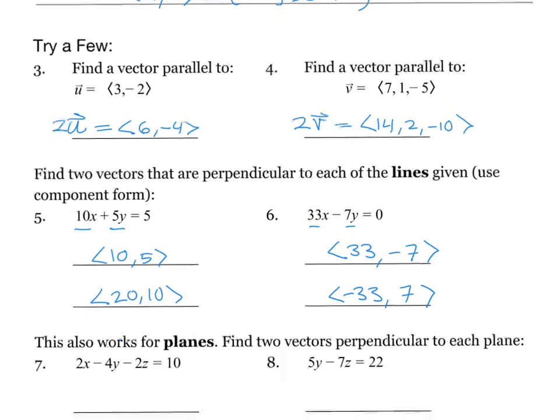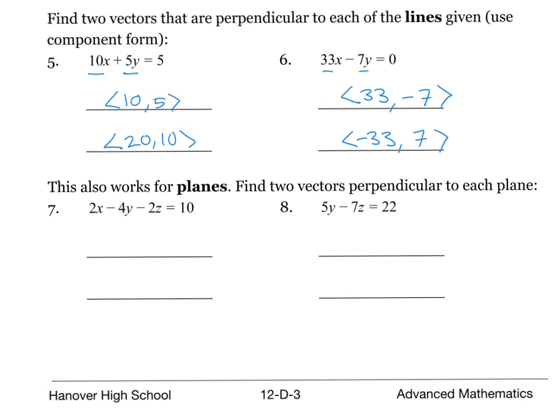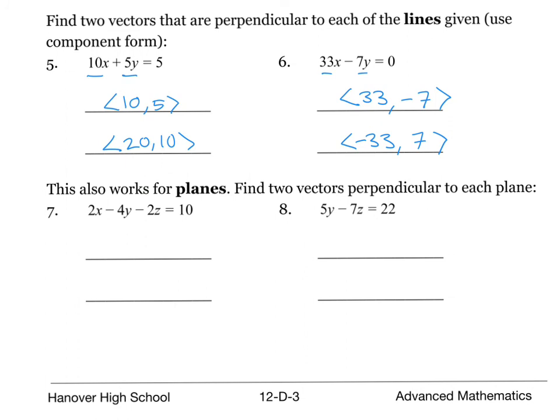All right. And same thing works for planes. Planes just like a line, except it has 3 dimensions instead of 2. So a vector that's perpendicular to the plane 2x minus 4y minus 2z equals 10, I just grab those coefficients and use them to construct a vector. This vector is perpendicular to that plane. I'm just grabbing those coefficients and forming a vector.